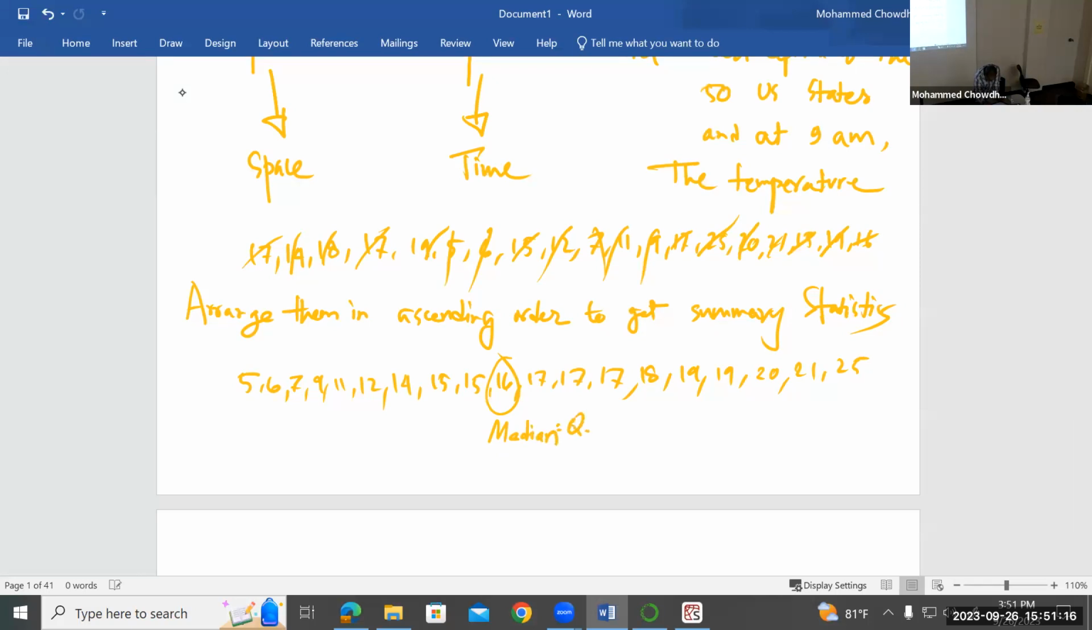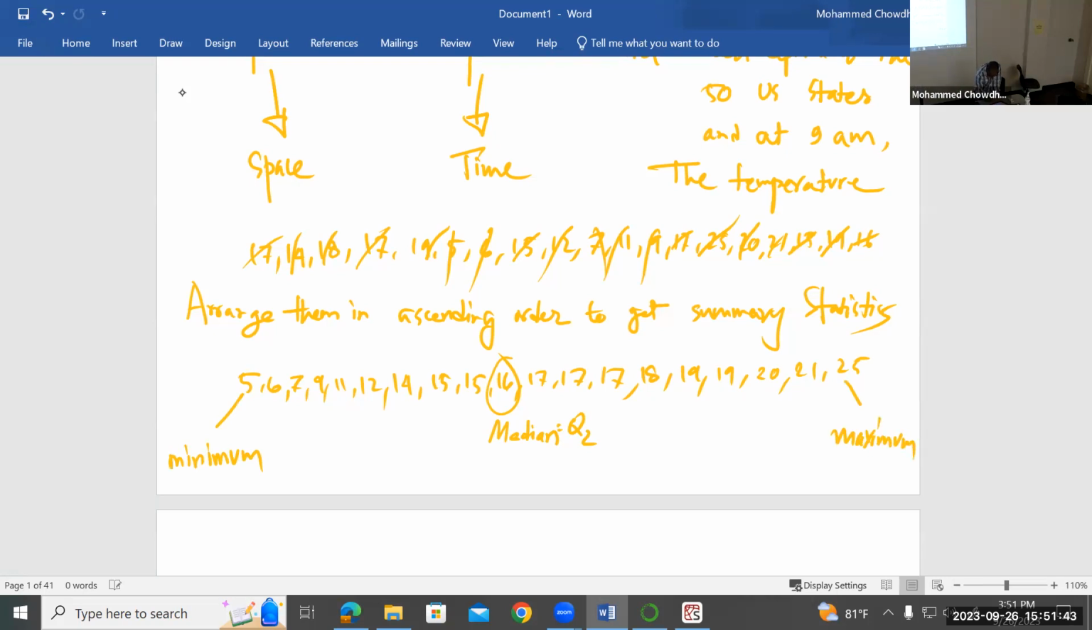It's called median or Q2, second quartile. So median divides the data into two equal parts. Below there are 9 observations, above there are 9 observations. So this is the median, or middlemost observation. Okay. Then after getting that, this is called the minimum. That is called the maximum.